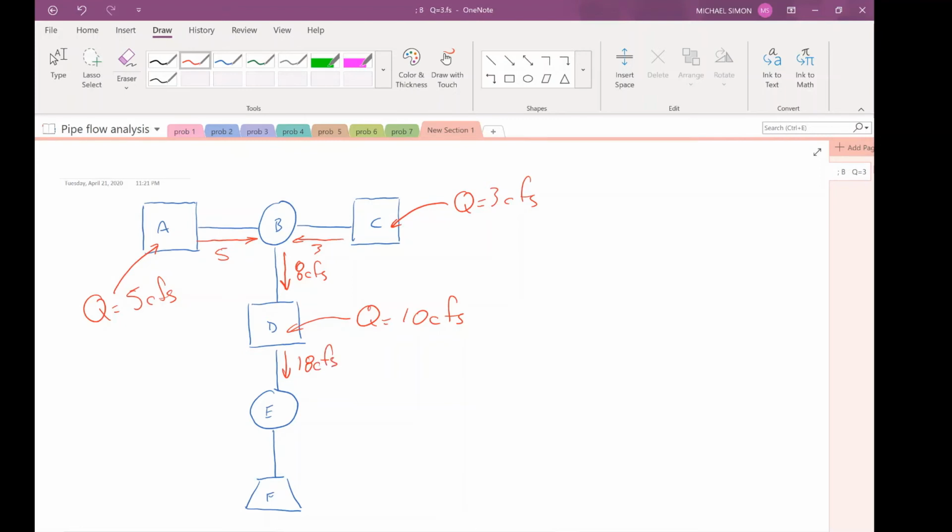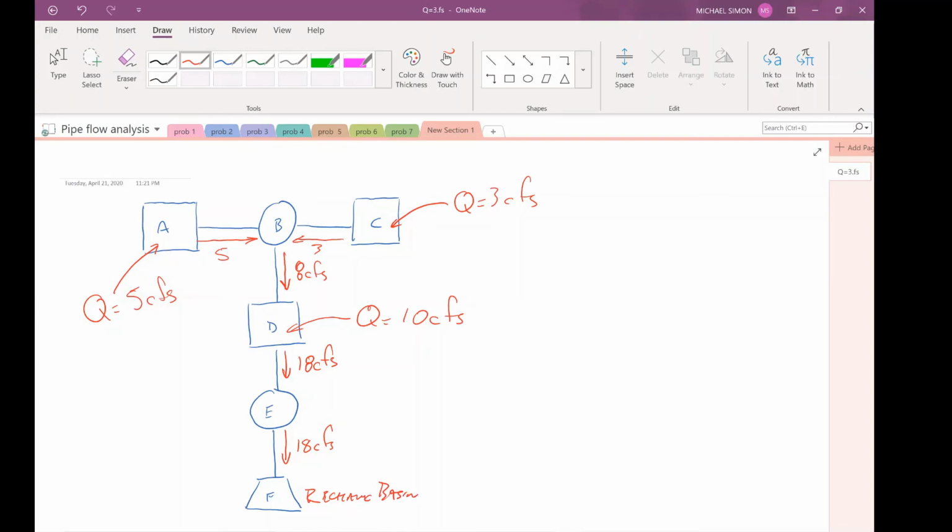As we enter a manhole, there's no change in the amount of water coming through, so that's just passed through, and it enters the basin, the recharge basin, at 18 cubic feet per second.